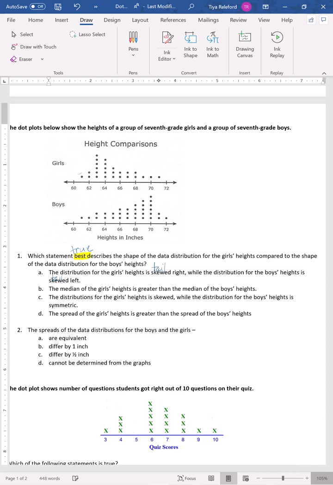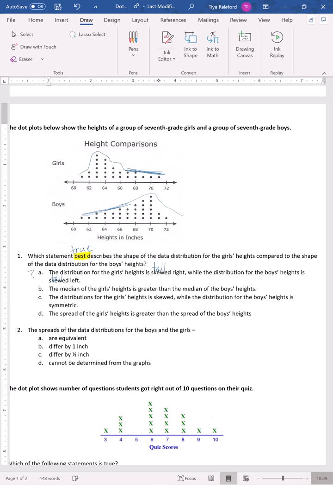So let's do our sledding hill. Now, let's reread A. It says the distribution for the girl's height is tailed right. Is there a tail on the right? Kind of. I would say that looks like a tail. It gets real skinny there on the right. And then it says the distribution for the boys' heights is skewed left. Does this look like a tail on the left? Maybe not quite as good as the girls' tail, but maybe. So I think that might be our answer, but let's check the others.